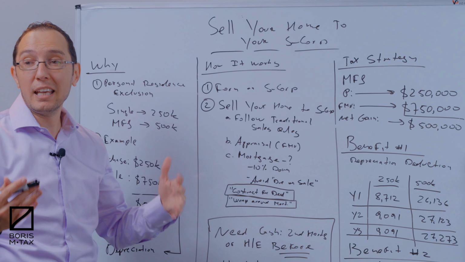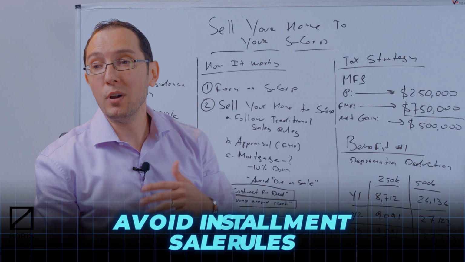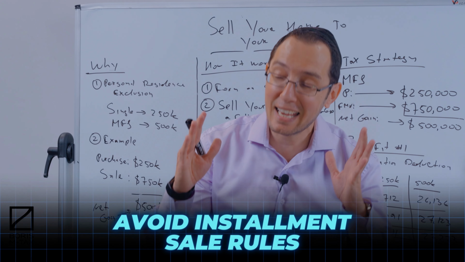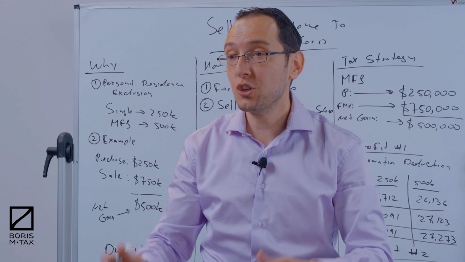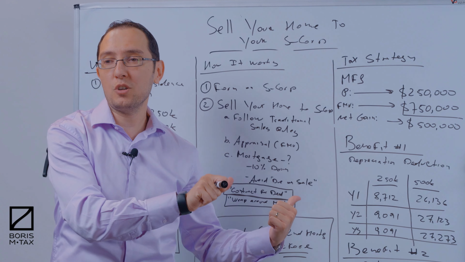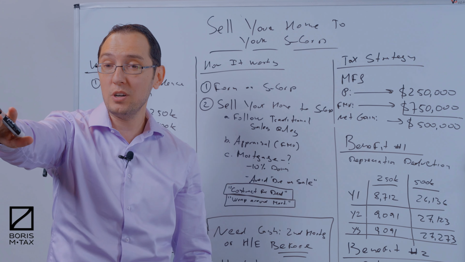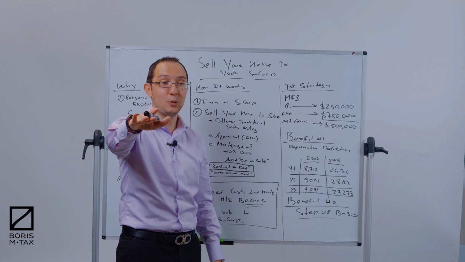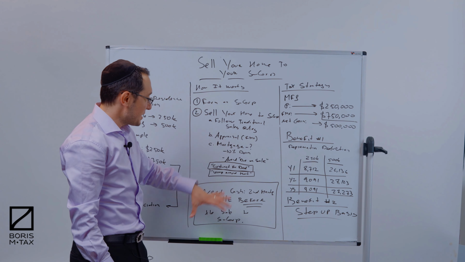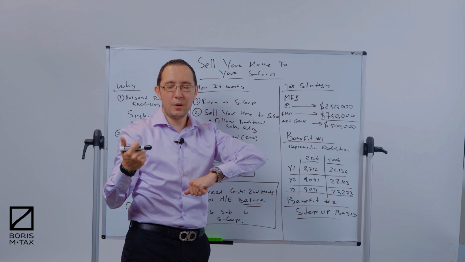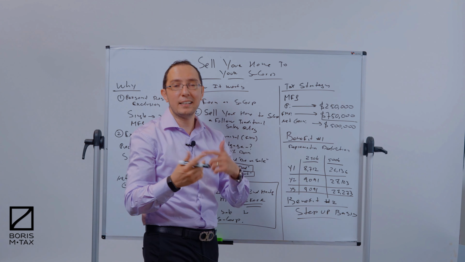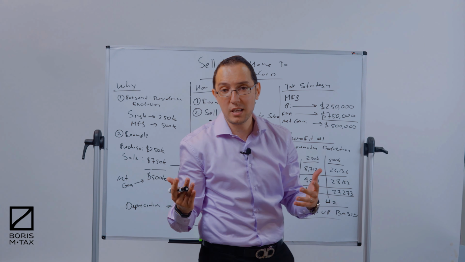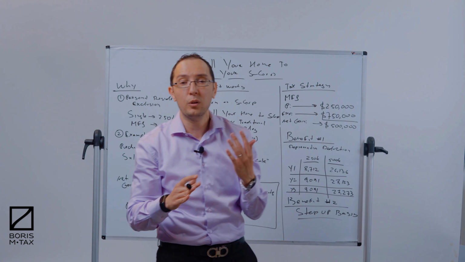Now, this is a related party transaction, so avoid installment sale rules. Again, word of caution, do not implement this tax strategy by yourself, especially if you're that business owner that thinks you know everything and files your taxes on TurboTax. Please don't. So what happens is that you're going to avoid the installment sale rules. You're going to elect out of it, and it's going to be a related party transaction, which is okay. You just have to follow the rules.